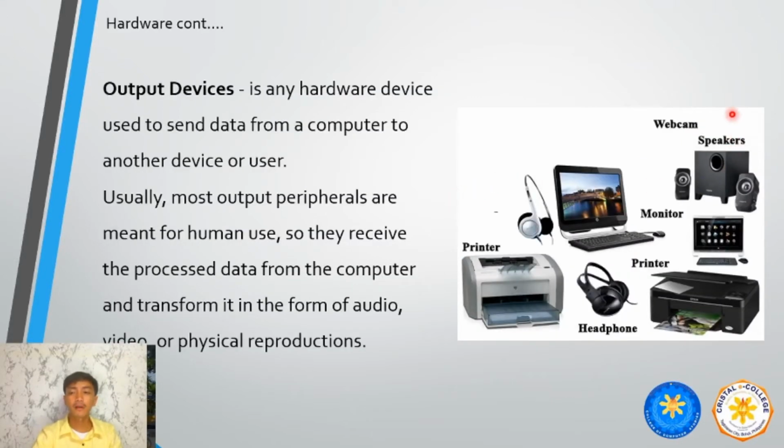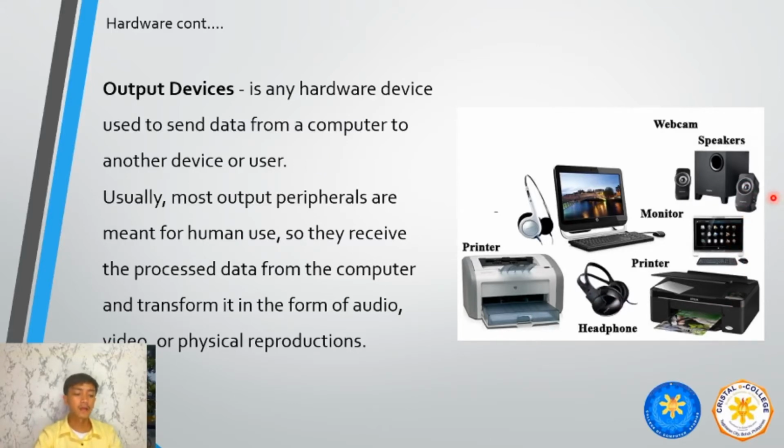Now we'll talk about output devices. An output device is any hardware device used to send data from a computer to another device or user. Usually, most output peripherals are meant for human use. They receive the processed data from the computer and transform it into the form of audio, video, or physical reproduction. Here are examples of output devices. We have the printer, the headphone, the monitor, and the speaker.